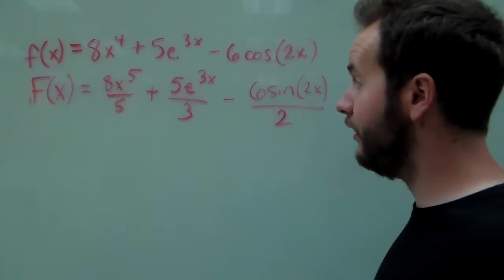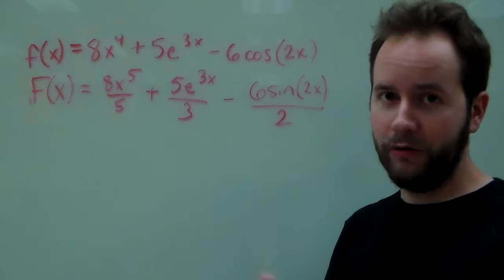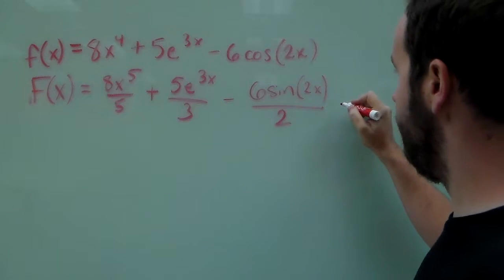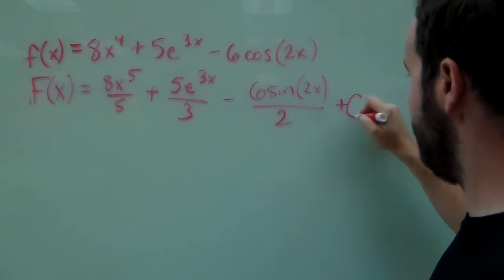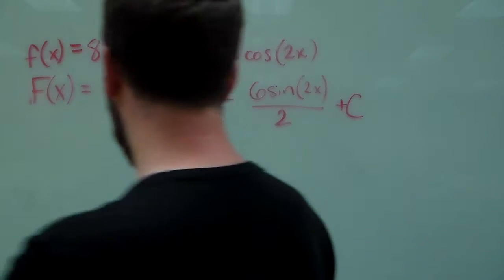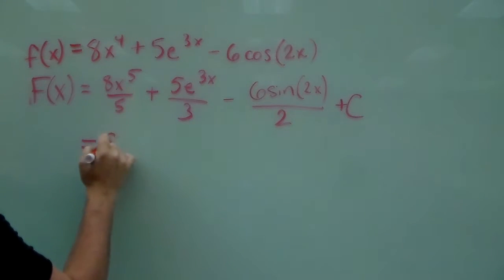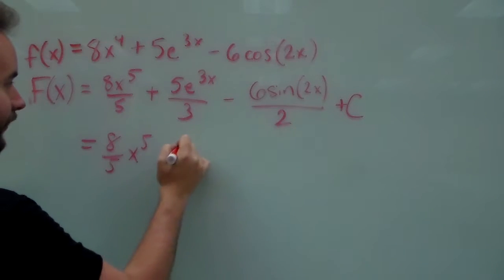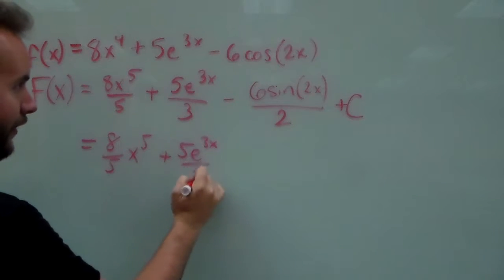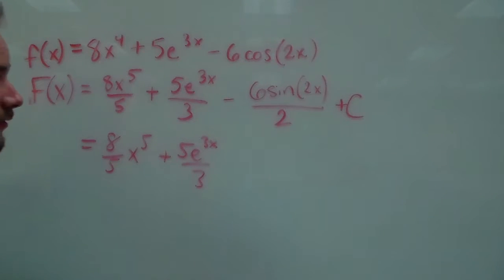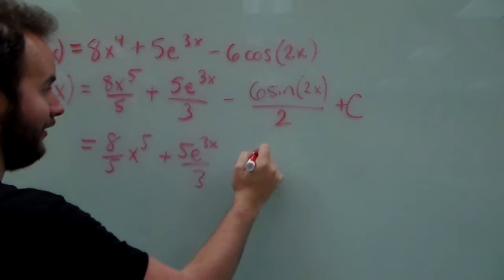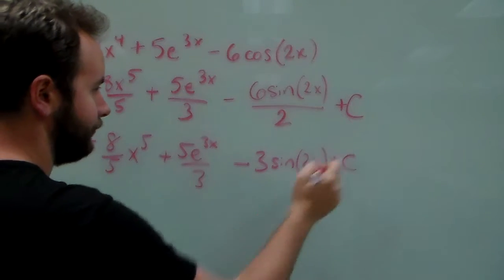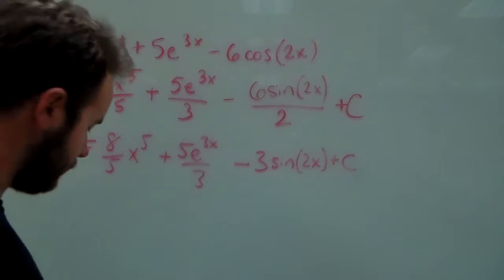This is just a rule that we're going to need to know how to use. And of course, those integrals are provided to you in a packet or a table of some sort. And then we're going to make sure to say plus C. You can clean this up a little bit. This hasn't really changed. This would be 8/5 x to the fifth. This will still be plus 5e to the 3x over 3. But you can say negative 6 sine of 2x over 2 is the same thing as minus 3 sine of 2x plus C. And that's as simple as it gets.